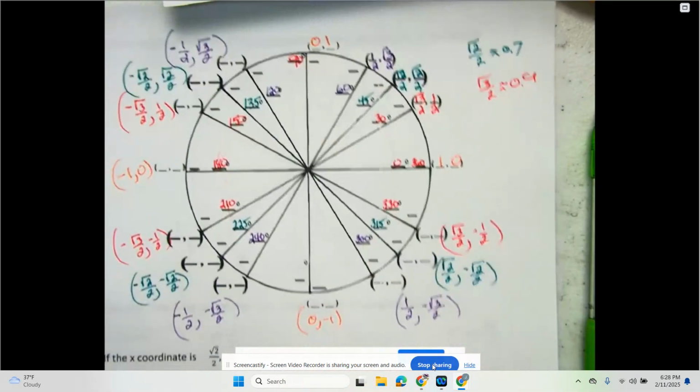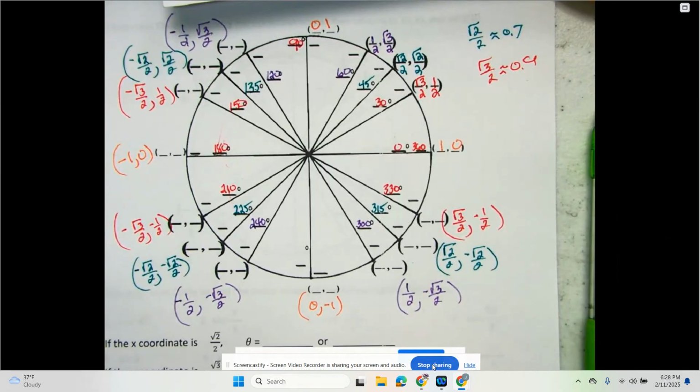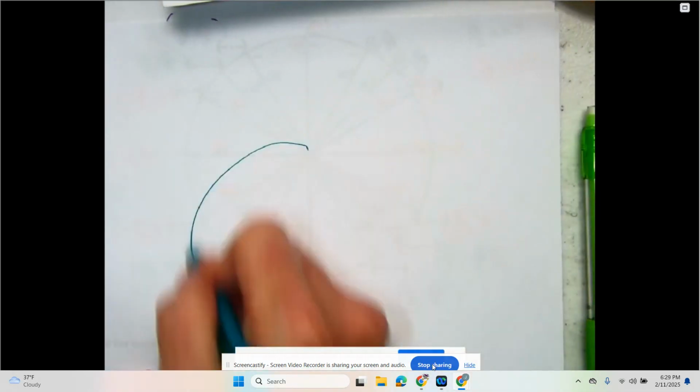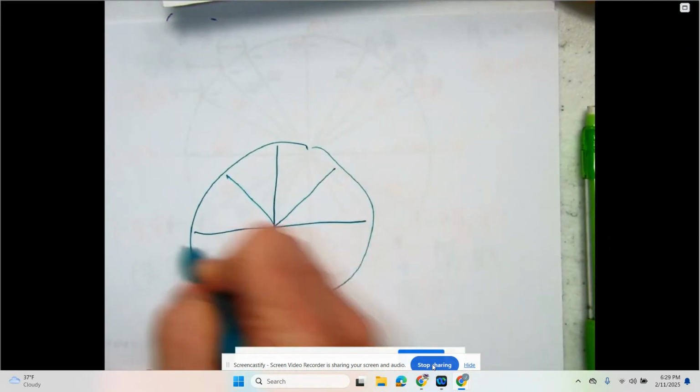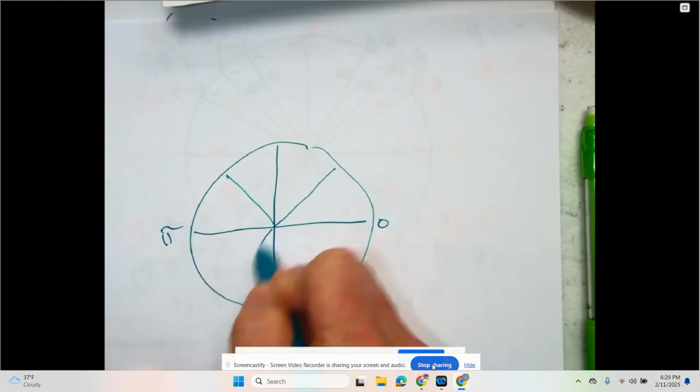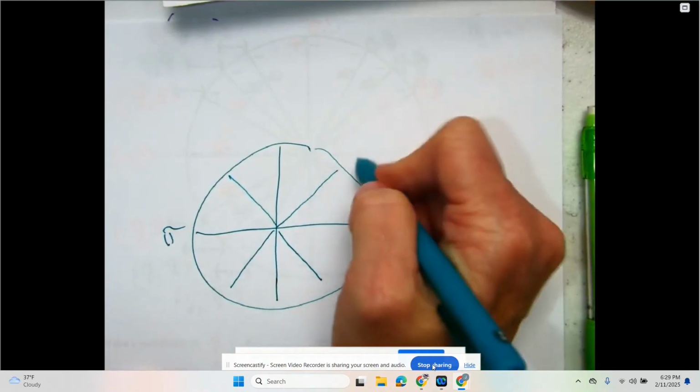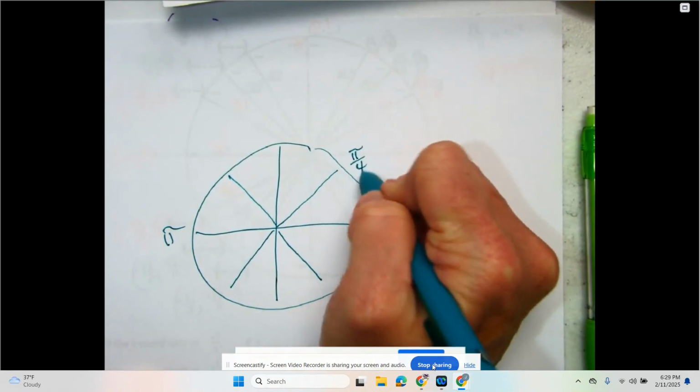Now, let's do our radians. So don't forget about the radians. What we learned, as a reminder, is that if we go by 45s, it cuts it into fourths. This is pi, this is 0. It cuts it into fourths. So every 45 degrees is going to be pi over 4.